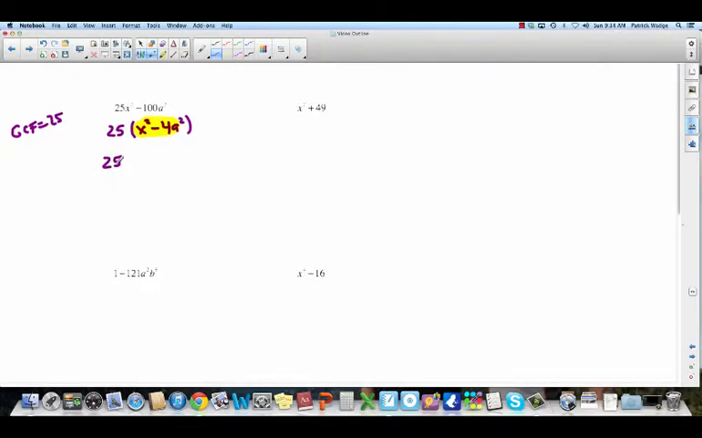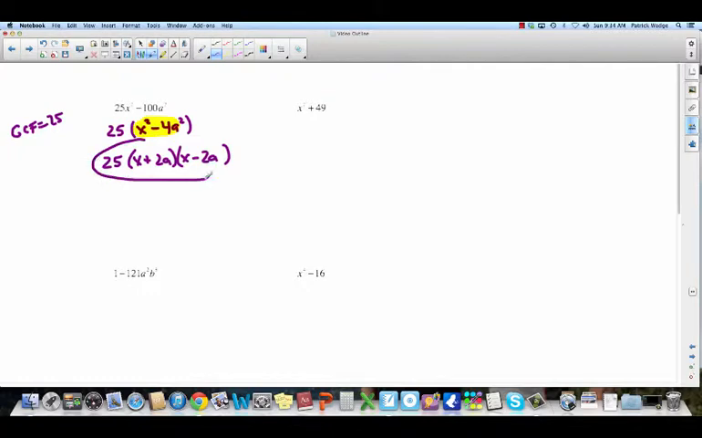So we drag down the greatest common factor, put our bracket, bracket, bracket, bracket. Something that multiplies by itself to get x squared is x and x. Something that multiplies by itself to give 4a squared is 2a and 2a. Make one of them plus, make one of them minus, and you are done.